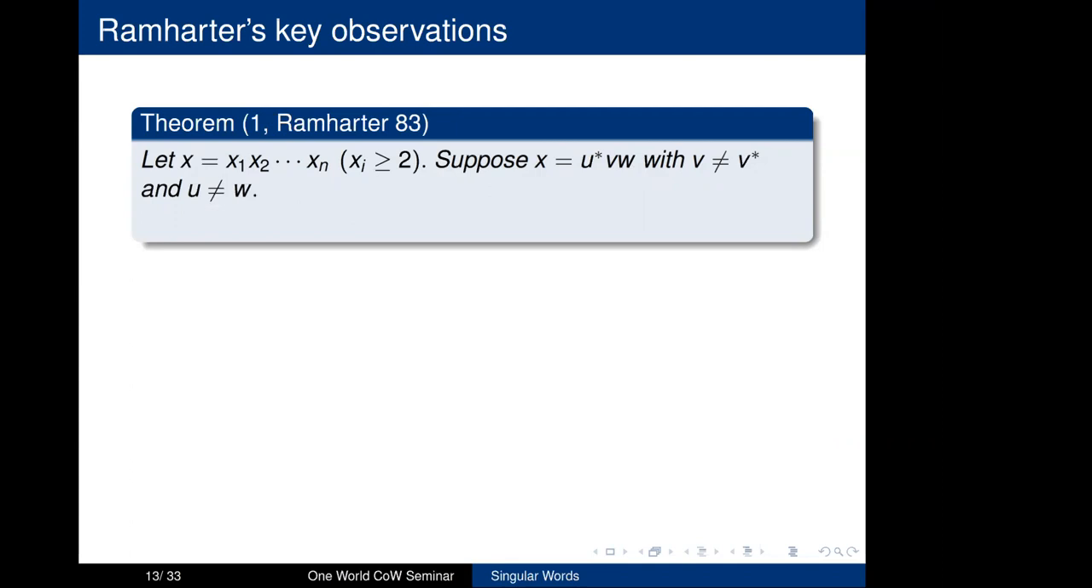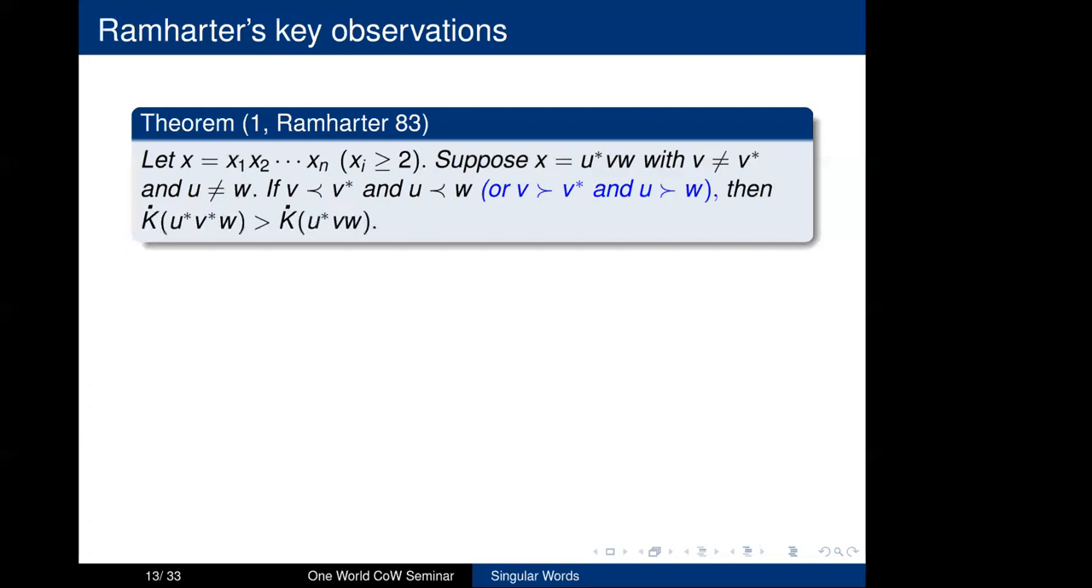Now the letters in x are positive integers, so they're naturally ordered by the order on Z. Because v is not equal to v star and u is not equal to w, we could consider comparing them lexicographically. So we know that v will either be less than v star or bigger than v star, and the same is true between u and w. u is either less than w or bigger than w. Suppose that the inequalities go this way. In other words, u does what v does. If v is less than v star, u will be less than w. Or conversely, if v is bigger than v star, then u is bigger than w. Just remember it that u follows v.